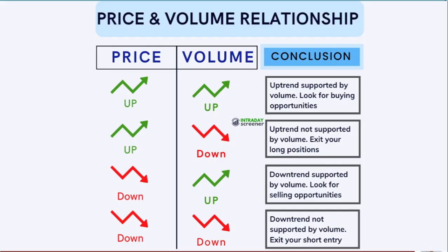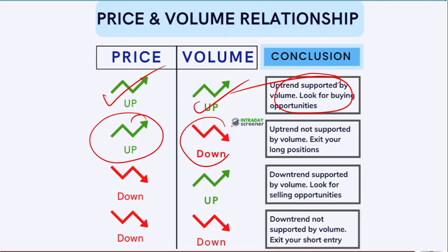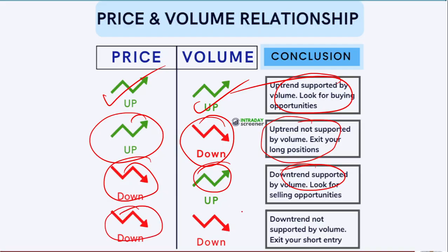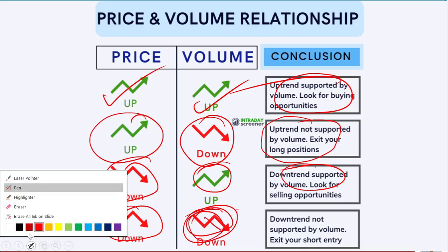So, what is the price volume relationship? Price up, volume up means an uptrend supported by volume. Price up, volume down means an uptrend not supported by volume. Price down and volume up means a downtrend supported by volume. Price down, volume down means a downtrend not supported. If volume is decreasing, it means not supported. It is so simple, so straightforward.